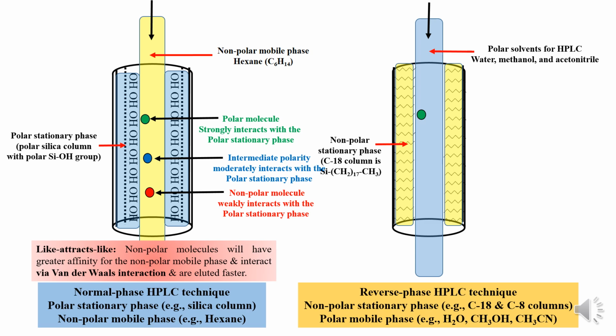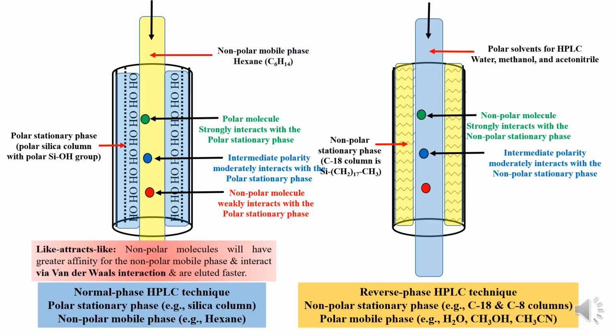And when the sample mixture is injected into the column via the multiport valve, the sample mixture flows through the column along with the mobile phase, and the relative speeds at which the components of the mixture travel through the column depend on their relative affinity towards the stationary phase as well as the mobile phase. Non-polar molecule strongly interacts with the non-polar stationary phase via van der Waals interaction or attraction, while the molecule of intermediate polarity interacts moderately with the non-polar stationary phase.